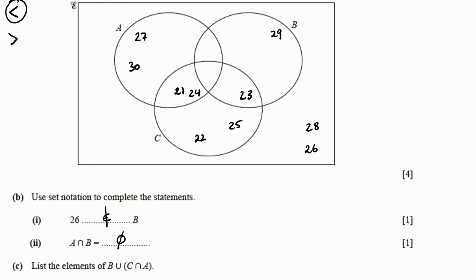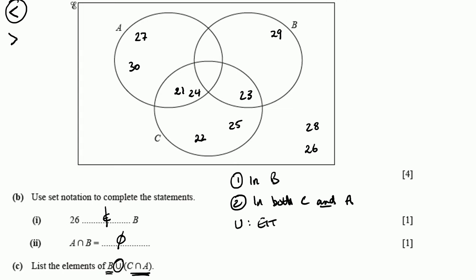Now I'm asked to list the elements that satisfy this set of conditions. I'm going to break it into two. Condition number 1 is that we must be in B. Condition number 2 is that we are in C and A, in both C and A. Those two conditions are being combined with the union symbol. The union symbol says if I satisfy either condition, I win.